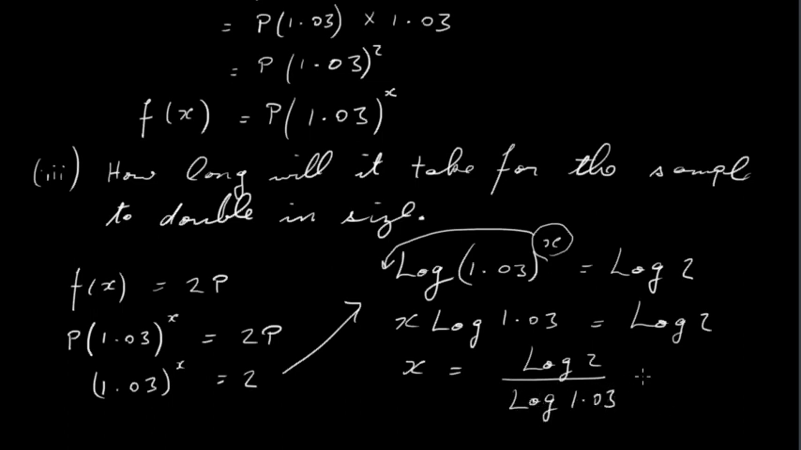Now I can just do all of this right hand side on my calculator, and what I find is that x is just going to be equal to 23.45 days, okay, which is actually 23 days and 11 hours. Okay, and that's it. We'll leave it at that, I think, for the moment.